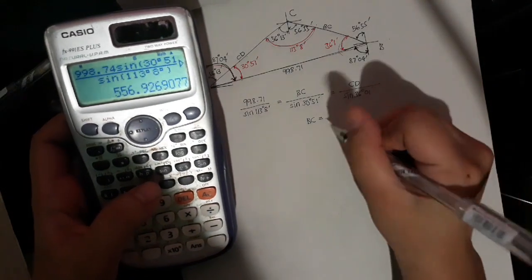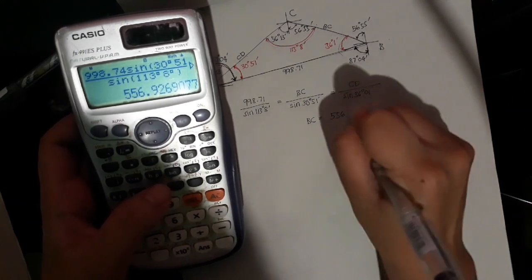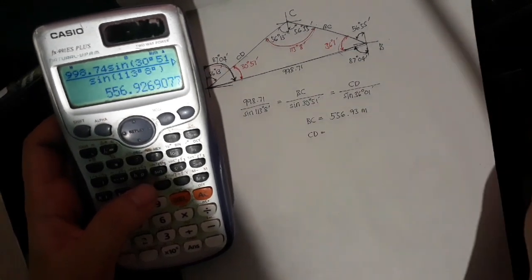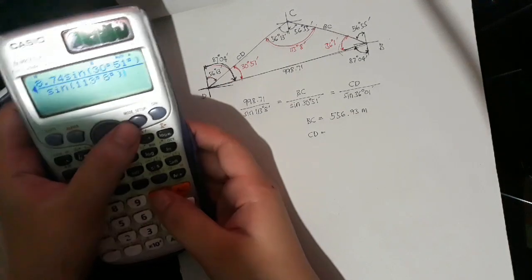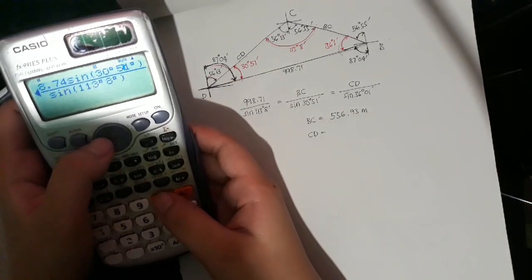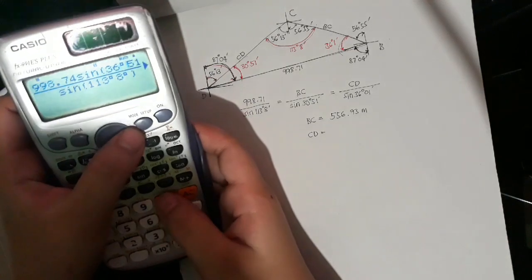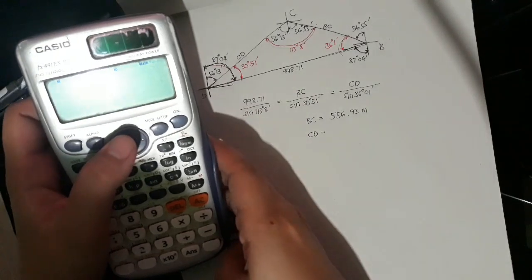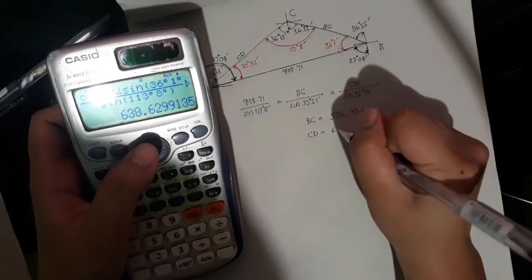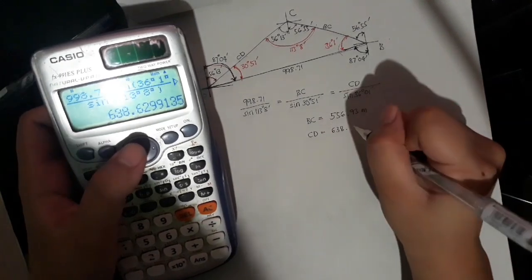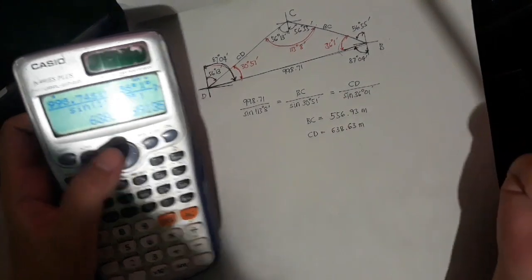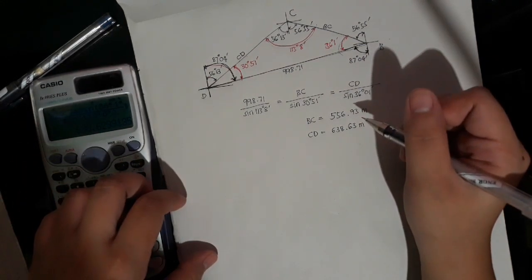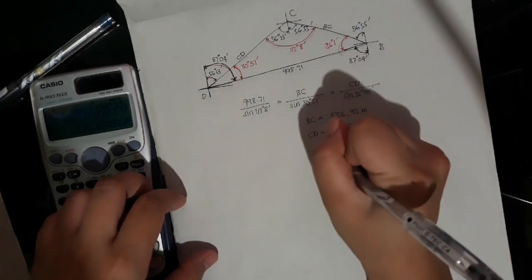Okay, so the length BC is 556.93 meters. For length CD, we just change it to 36 degrees 1 minute, since we transfer this over there. We have 638.63 meters. Okay, so we already got the lengths of BC and CD.